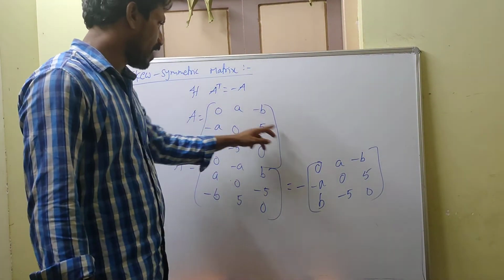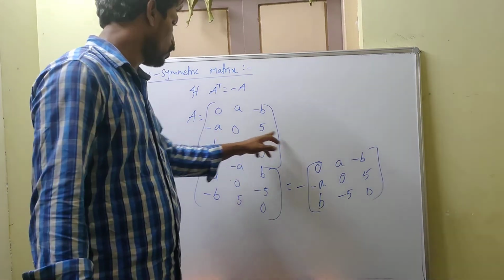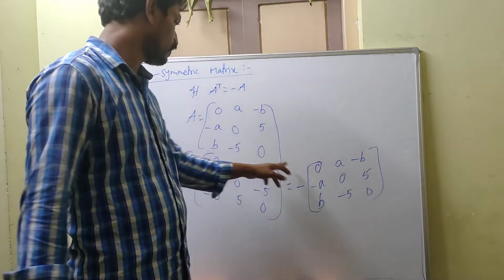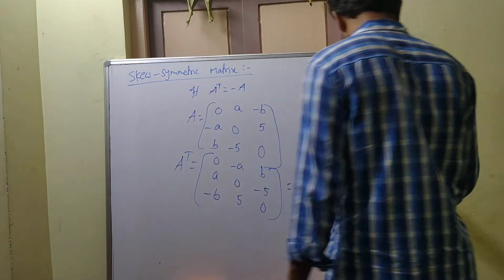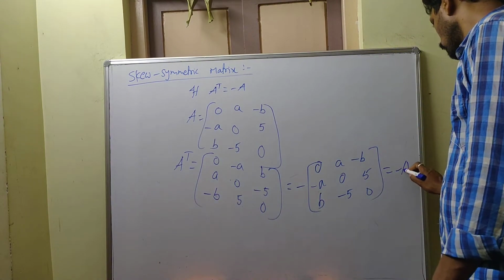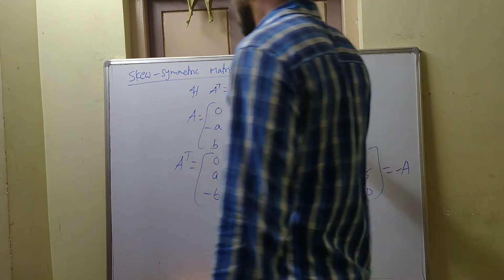Come to the point. It is 0, A minus B; 0, A minus B. Minus A, 0, 5; minus A, 0, 5. B minus 5, 0; B minus 5, 0. So what does it become? Minus A. So A transpose is equal to minus A.